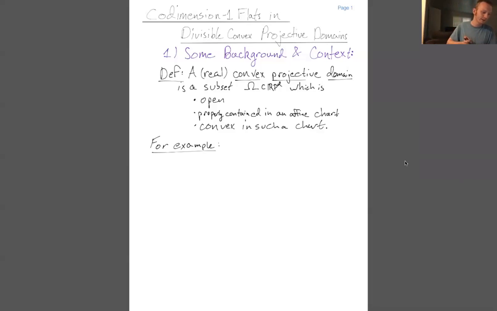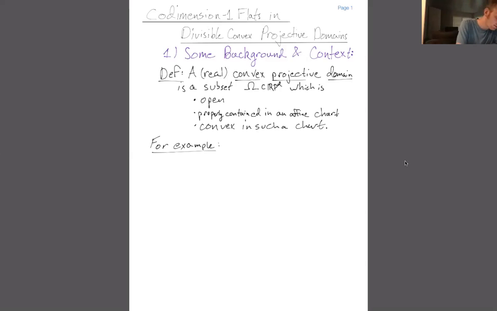I want to start with a definition. The model spaces that we're going to be working with are convex projective domains. That's a subset of the real projective space, the projectivization of the real vector space of dimension d+1. Our requirements for this model domain are that it is open, that it's properly contained in an affine chart, and it's convex in such a chart.